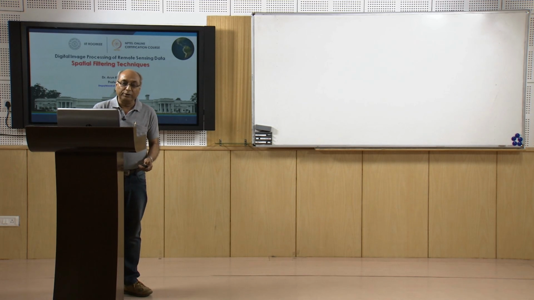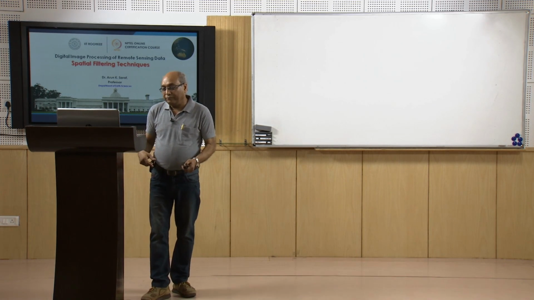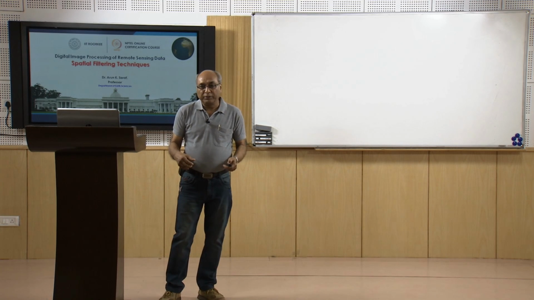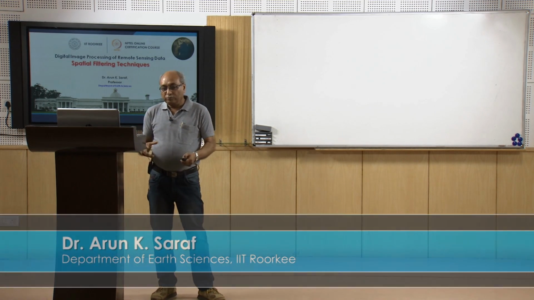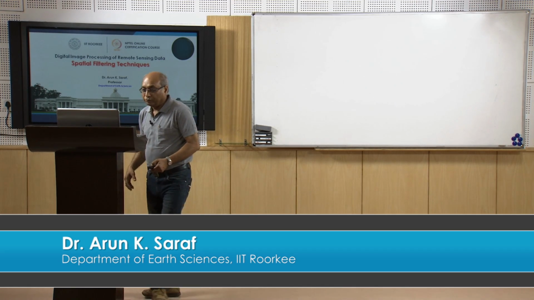The surrounding values will decide what the value here should be, and are used for enhancing certain features. It can also be used to remove noise, like speckles. Sometimes we have noise in the images. In previous lectures I have shown some images, so that speckle can also be removed by filtering. And for smoothing of the image, sometimes there are a lot of variations, meaning high frequency features are present. I want a smooth image appearance so that I can look at the regional features, and that can also be achieved.